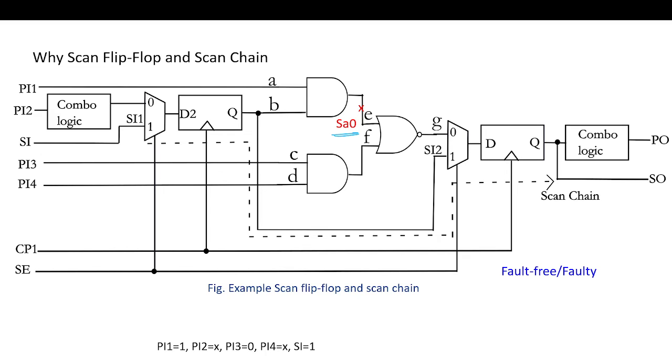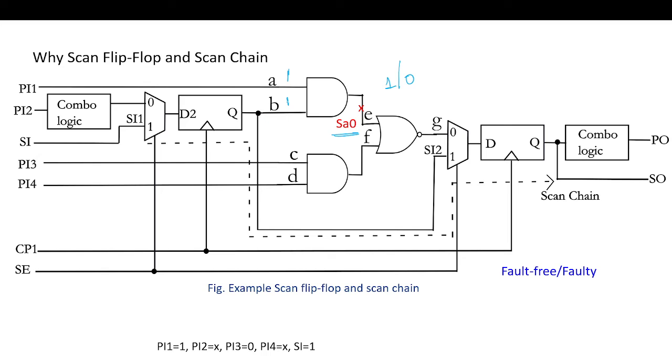Can you tell me what should be the value at the node E? So first we have a concept of exciting this fault. We have to trigger this fault. So what should be the value at the node E? So that I have a good value of 1 and my faulty value goes to 0. Now with this, what should be the A, B, C and D values? Yes, 1. So A, B should be 1.